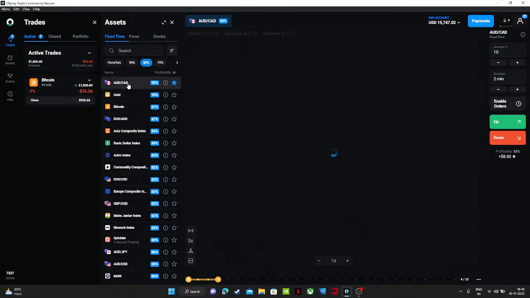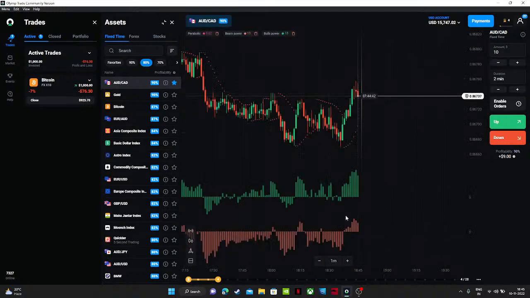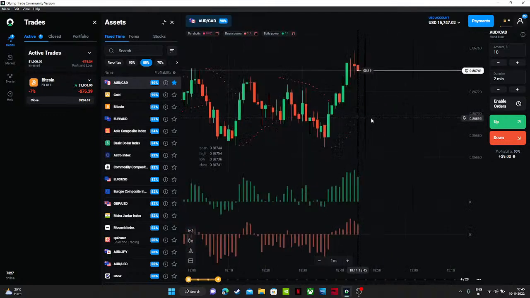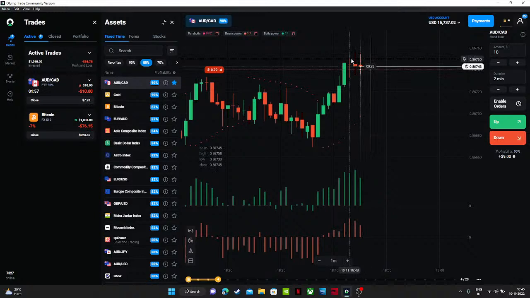Okay, one by one, now we are going to analyze. Here, I think that we can enter into a downside trade for 2 to 3 minutes because we can see weakness in the market, guys. This is how you can predict using the candlesticks.